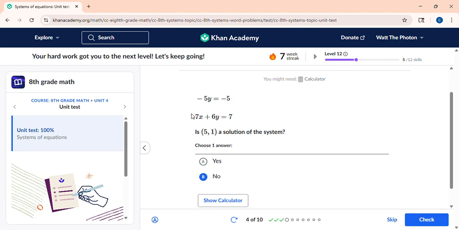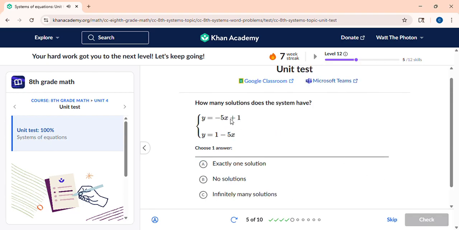Is that a solution? No. 35 plus a positive number is 9 equals 7. How many solutions does this have? Infinitely many. Right? Because, take that out, -5.